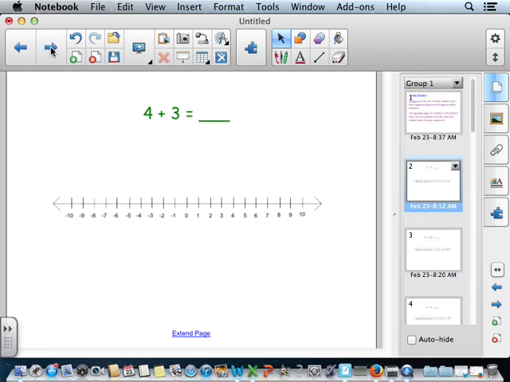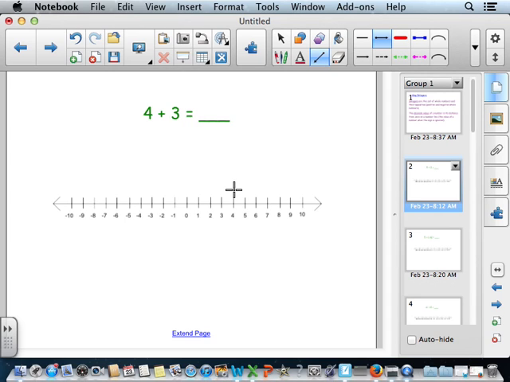I'm going to use a number line to add my integers. Here I have a simple example, 4 plus 3. If I use my number line to add these two numbers, I'm going to start with whichever number my expression starts with. My expression starts with 4, so on my number line I will start at positive 4.